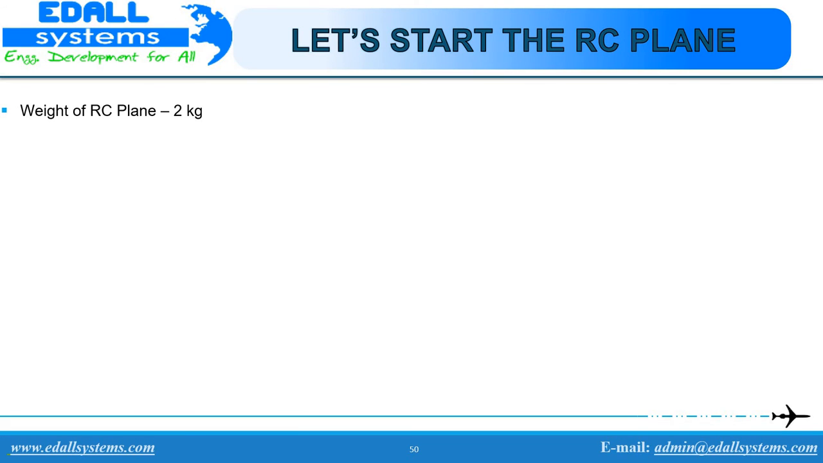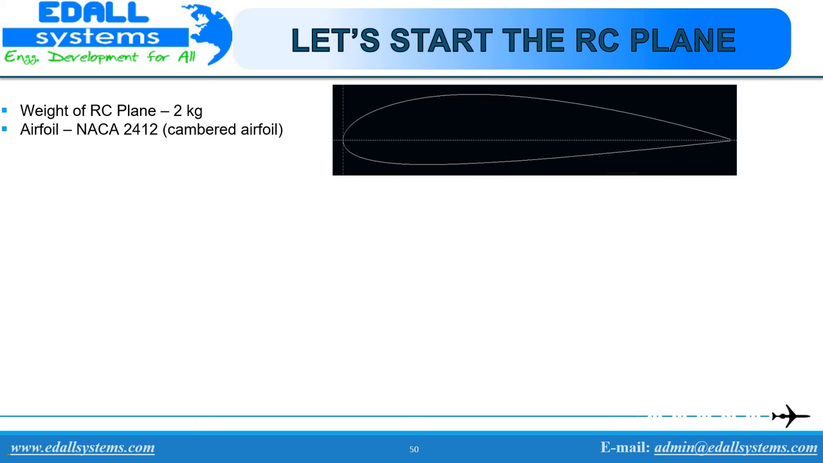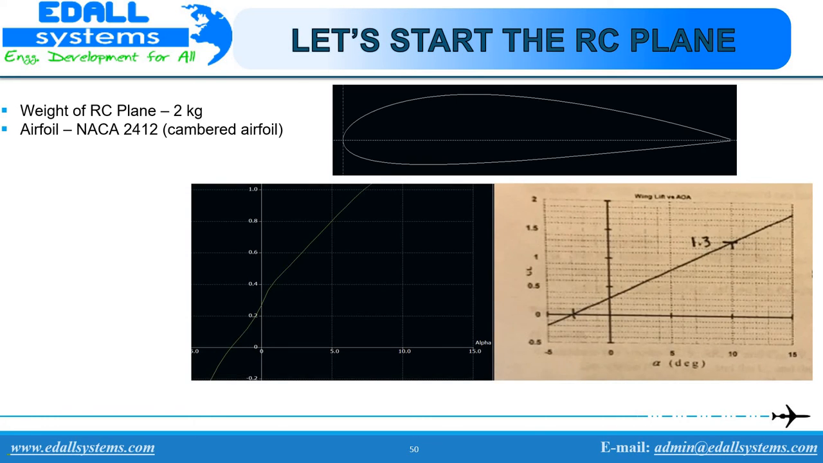The weight of the RC plane is equal to 2 kg. As we have seen earlier, a cambered airfoil has a high lift to angle of attack ratio when compared to a symmetrical airfoil. So here we are using a cambered NACA 2412 airfoil. The graph here shows alpha versus CL for NACA 2412, and we can see that the CL for a 5-degree angle of attack is 0.800.